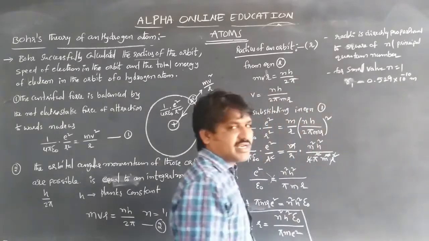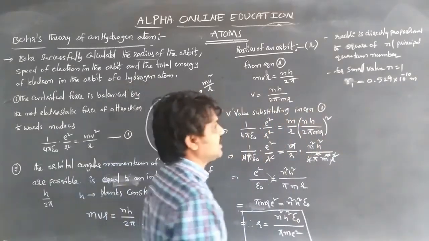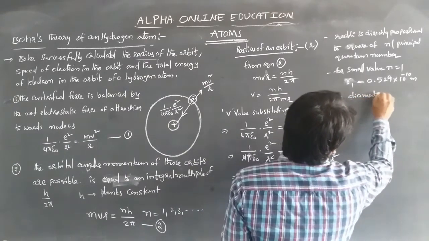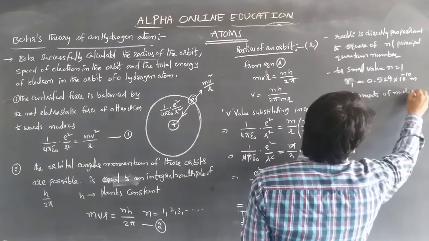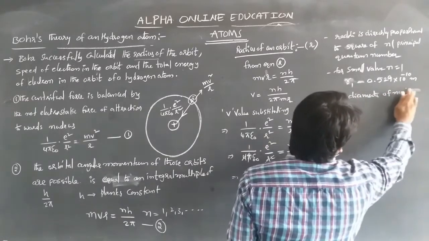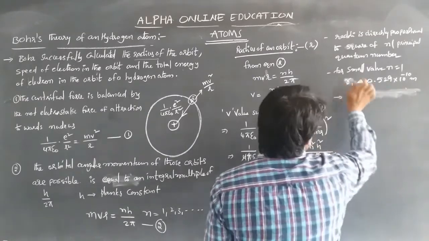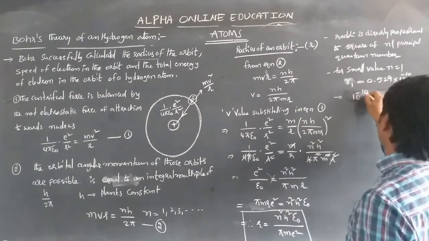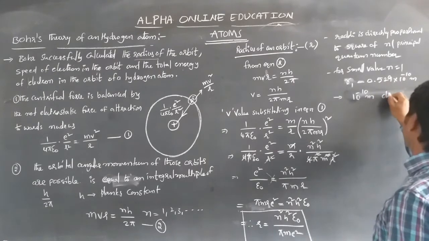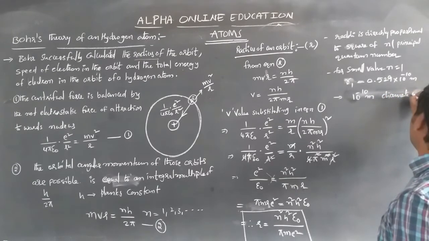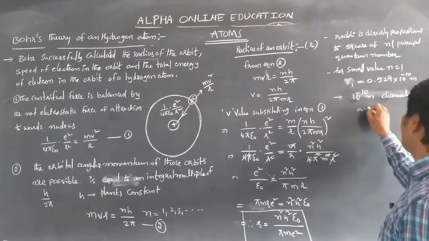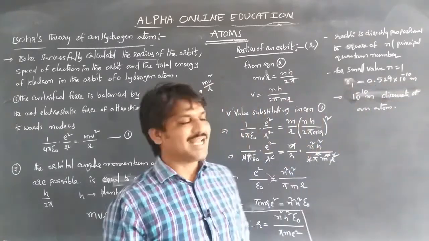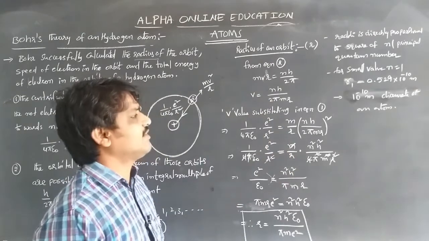From this equation we can get that up to 10 to the power of minus 10 meters will be the diameter of an atom. We can calculate the diameter of an atom by using this, whenever we calculate the radius of an orbit.